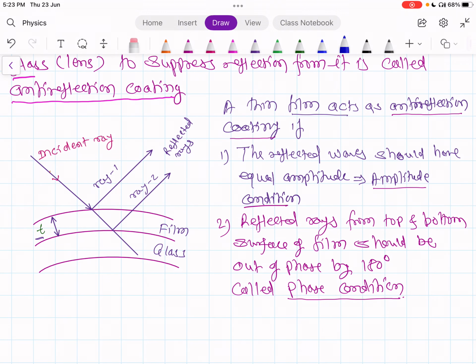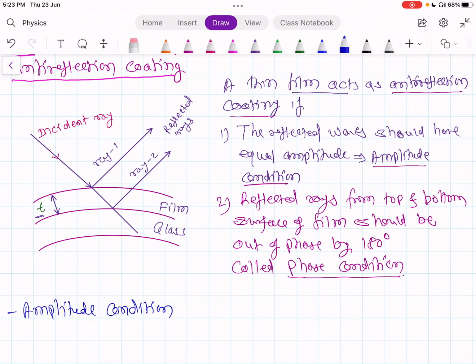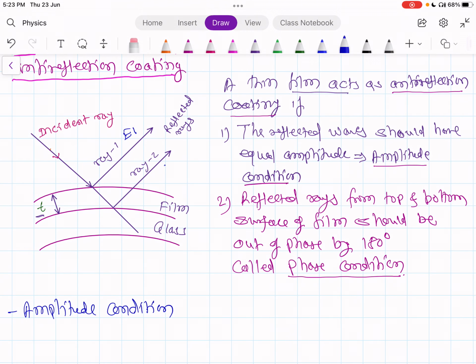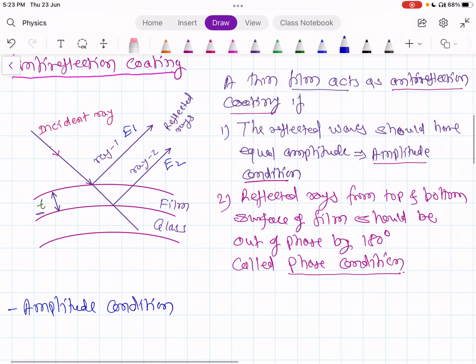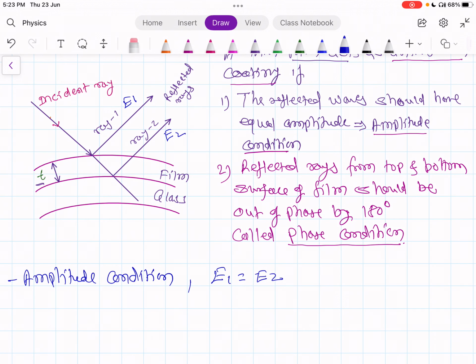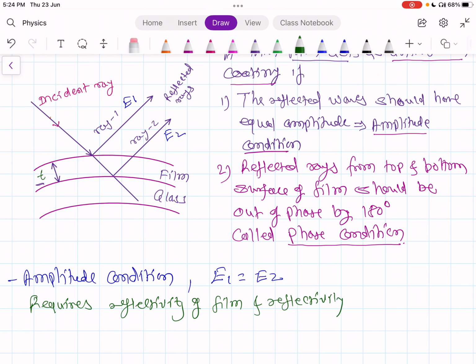So let us see what the amplitude condition is. The first condition is the amplitude condition. It means ray 1 and ray 2 should have equal amplitude. Let's say the amplitude of ray 1 is E1 and the amplitude of ray 2 is E2. In the amplitude condition, E1 should be equal to E2. For this condition to be satisfied, it requires that the reflectivity of the film and the reflectivity of the glass should be the same.